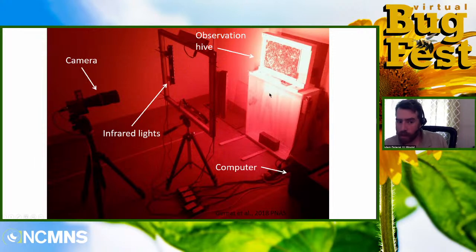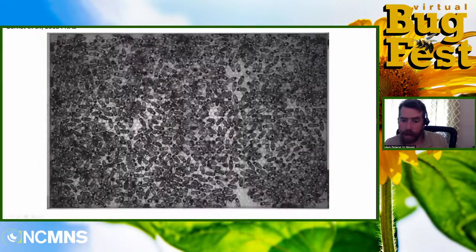So most times people think I'm gonna show a video of this, but it's actually not a video. It's actually just taking individualized photos once a second. So it's making like a flip book of what's going on in that colony. And so this is what the image looks like.